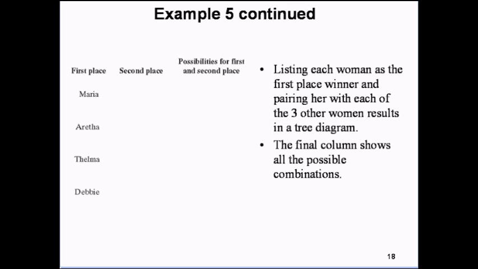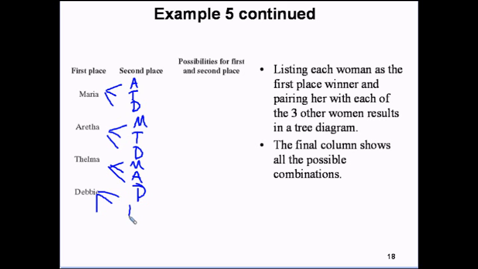And then if Maria comes in first place, any one of these 3 girls could come in second. So you could have Aretha, Thelma, and Debbie. Or if Aretha comes in first, you could have Maria, Thelma, and Debbie. Or if Thelma comes in first, you could have Maria, Aretha, and Debbie. Or if Debbie comes in first, you could have Maria, Aretha, and Thelma. That's all of your possibilities of first to second places. So I have 1, 2, 3, 4, 5, 6, 7, 8, 9, 10, 11, 12. Yes, you can take 4 and 3.